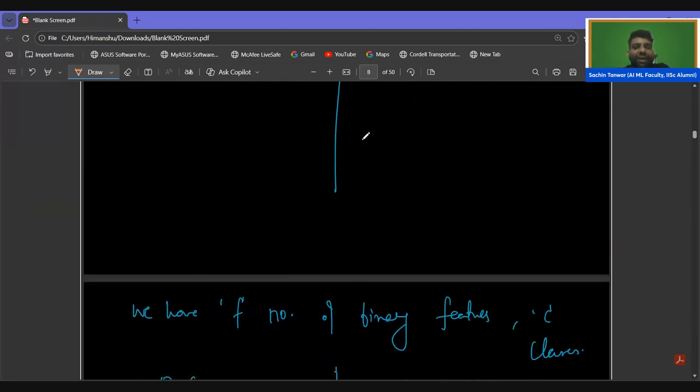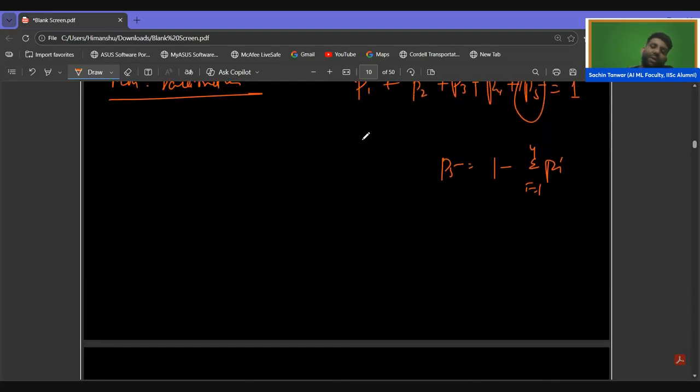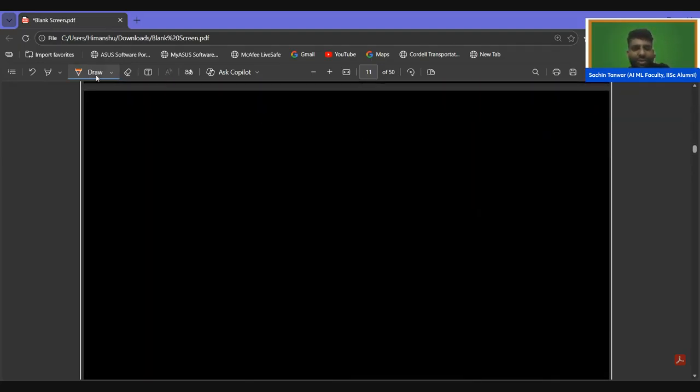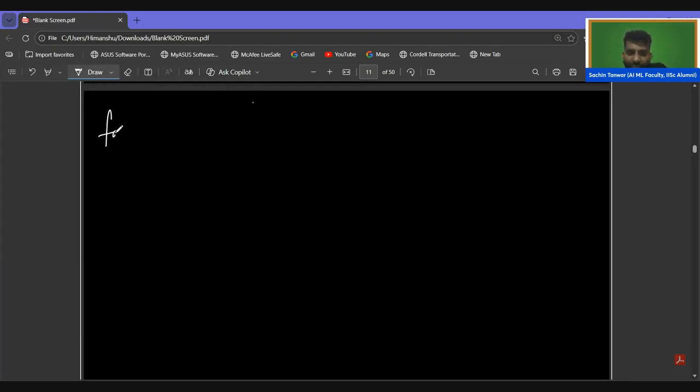Now, how would it reduce or how would it be used over here, I'll tell you. So let's just talk about the simple Bayes classifier first, and then I'll talk about how we will be using it for Naive Bayes. For Bayes classifier, minimum parameters.